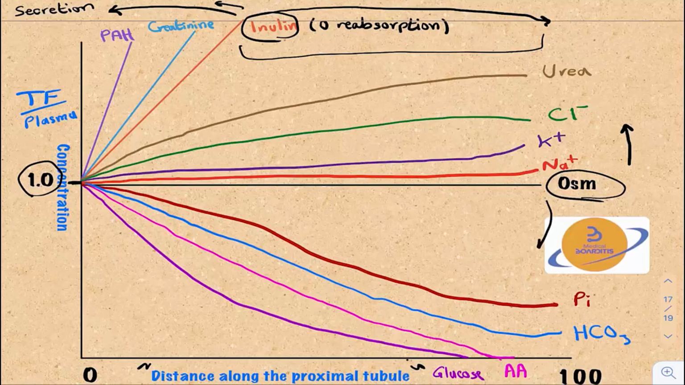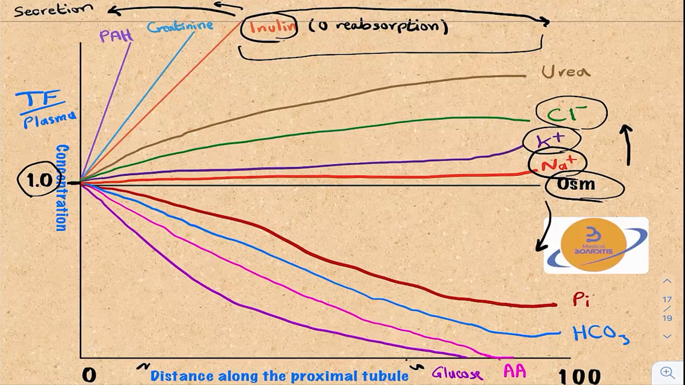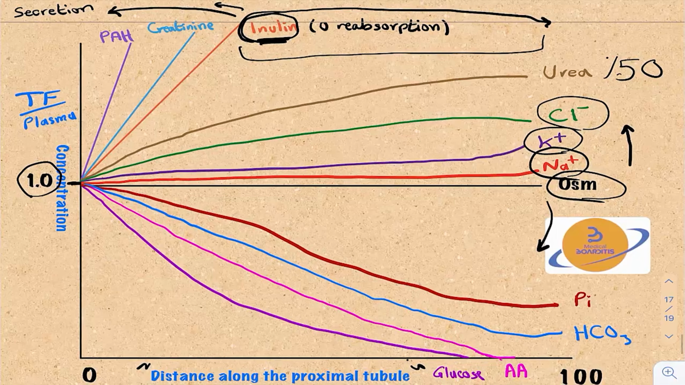If the ratio is less than 1, that means the substance reabsorption is quicker than the water reabsorption. Since sodium reabsorption is the main driving force for water reabsorption, the sodium ratio will be the closest to water. This is followed by potassium and chloride. 50% of the urea is reabsorbed, so it goes next. And then inulin, as we said, is a substance that's neither reabsorbed nor secreted, so it remains here.